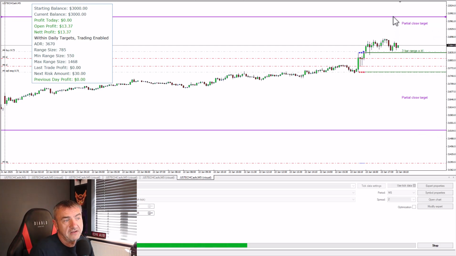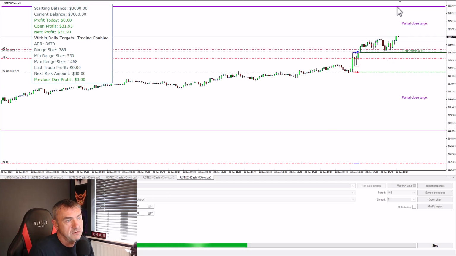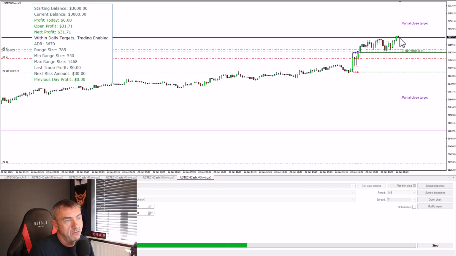So as I say, you can use this as your TP if you want to. And obviously when the price gets above that level, let me just move it down so we can see if we can see it working.